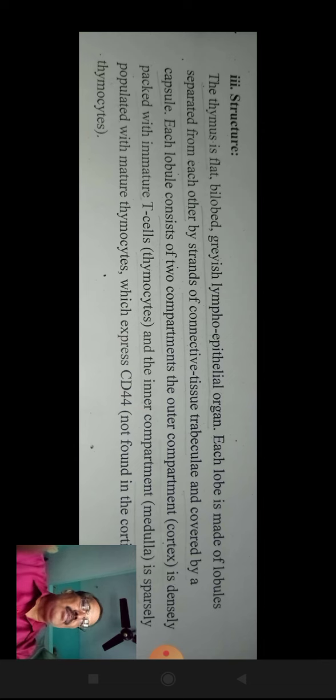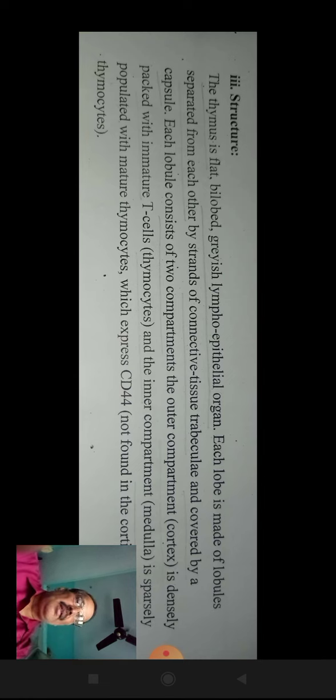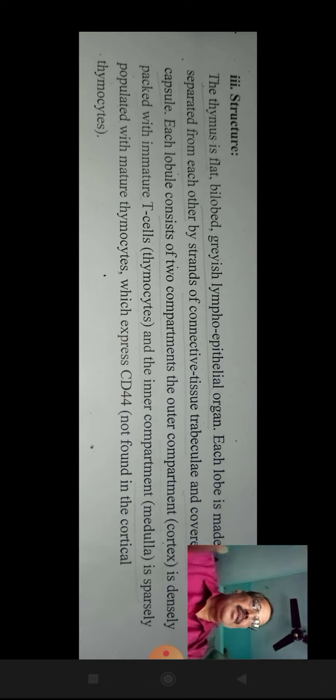And the inner compartment is the medulla, which is sparsely populated with the mature thymocytes, which express CD44, not found in the cortical thymocytes.